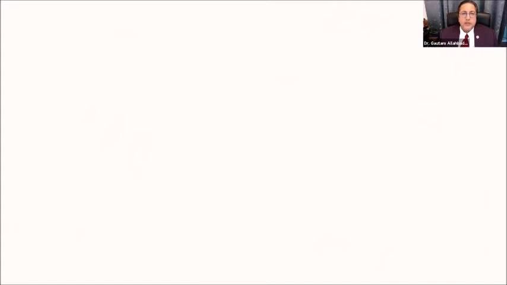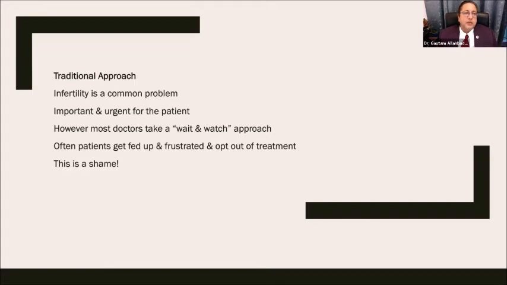So this is what happens in normal reproduction. If there is a problem in this process and you don't get pregnant, then within 1 year of unprotected intercourse today, it is recommended that you contact your gynecologist or fertility specialist. Infertility today is a common problem. 1 in 5 couples the world over need some help getting pregnant.